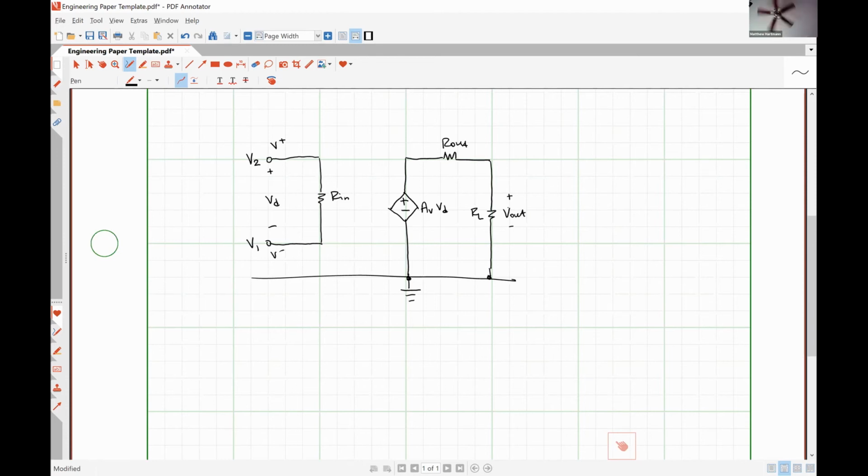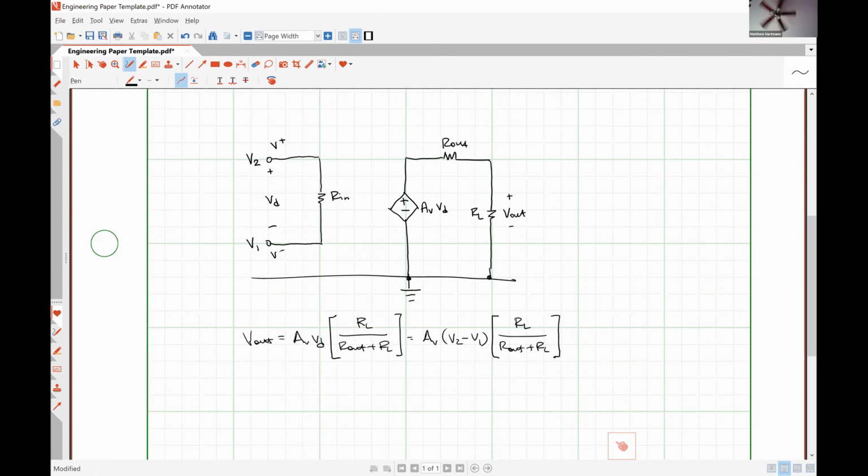So the output side of this guy is effectively just a simple voltage divider circuit where V out is going to be AV times VD multiplied by RL divided by R out plus RL. So this is going to be AV multiplied by VD, which is V2 minus V1, times RL over R out plus RL. So this is how you could determine the output voltage for literally every single one of these different configurations. You put in your open loop gain for AV, plug in the values for V2 and V1.